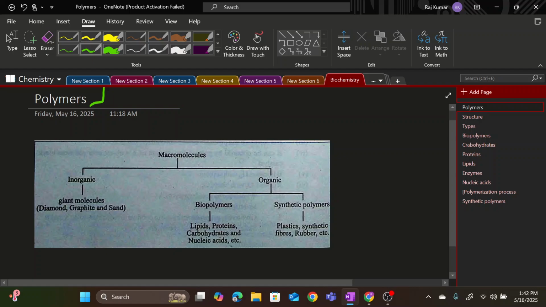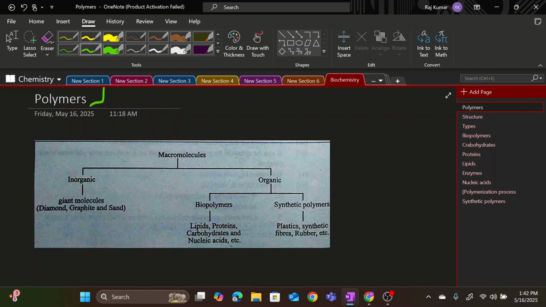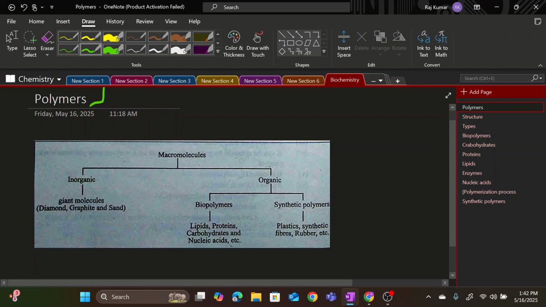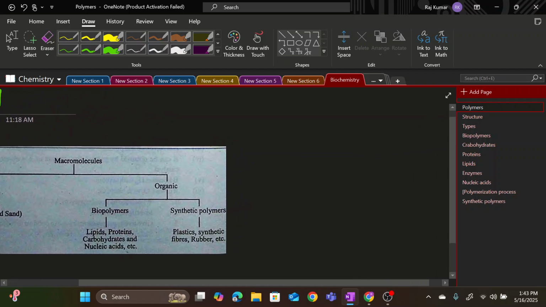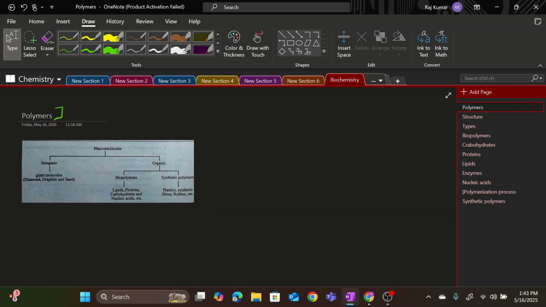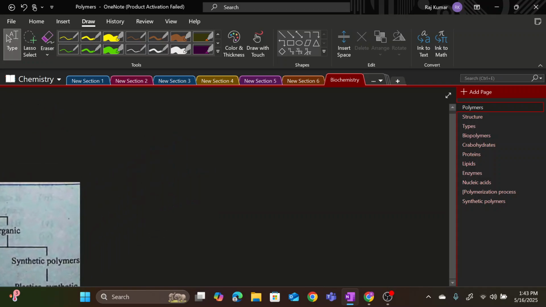Inorganic ones are giant structures like diamond, graphite, and sand, and organic ones involve two further types, which include biopolymers, which are found in living systems, such as lipids, proteins, carbohydrates, and nucleic acids, and those which are made synthetically, known as synthetic polymers, such as plastics, synthetic fibers, and rubber. Now let's move on to a basic understanding of what a polymer is.